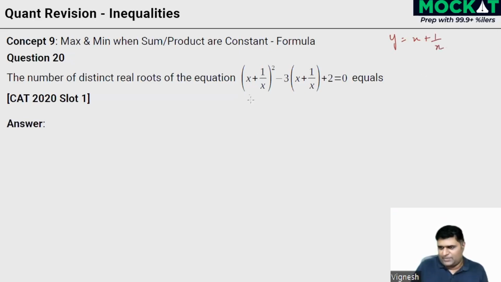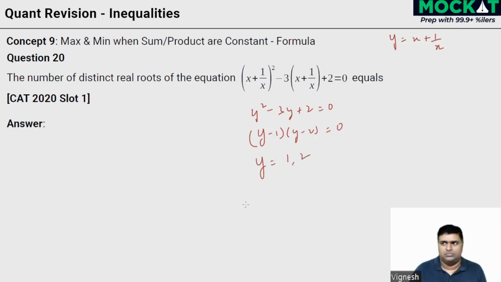If y is x plus 1 by x, then we get y square minus 3y plus 2 equals 0. Quickly, we can factorize it into (y minus 1)(y minus 2) equals 0. So y over here can be 1 or 2. Now x plus 1 by x, right?